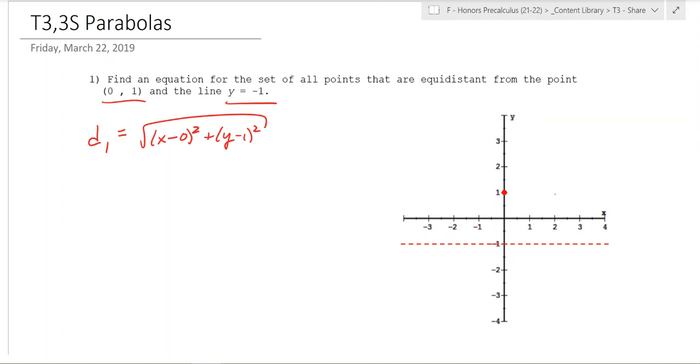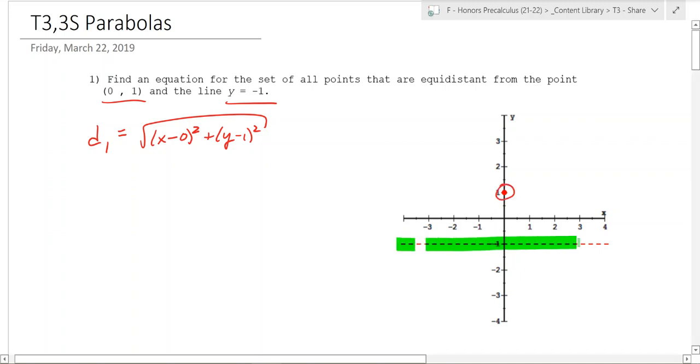So for example, let's say this point (x, y). First we have (0, 1) right there, and then we have this line y = -1 down here, and we have some point off in space right here. That is one of the points we're trying to find. We're calling it (x, y). So what we're doing first is we're going to call this one distance 1, and this distance right here is the straight line distance. We'll call it distance 2. So this distance right here, distance 1, is the distance from the point to (0, 1).